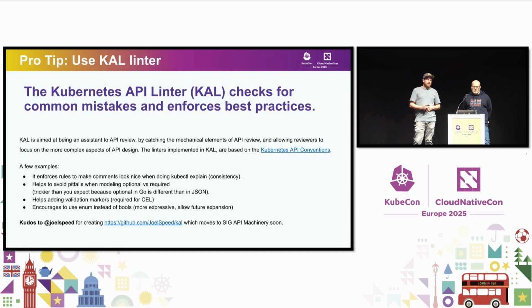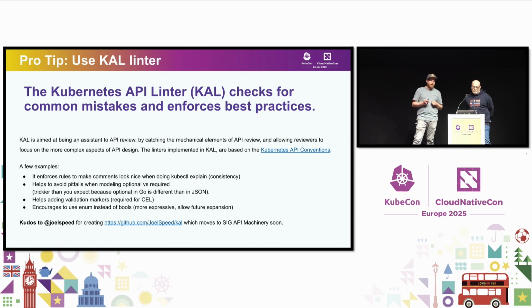So there's a solution for this. There's a project called KAL, short for Kubernetes API Linter, which checks for common practices and enforces best practices in your code. It's a super good linter which integrates nicely with golangci-lint. And at this point, I want to give a shout out to Joel, who started this project and is driving it, and to everyone else contributing to it.